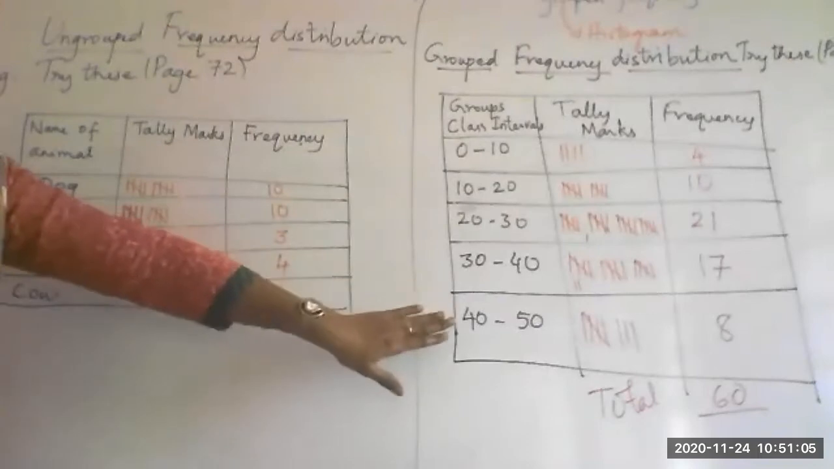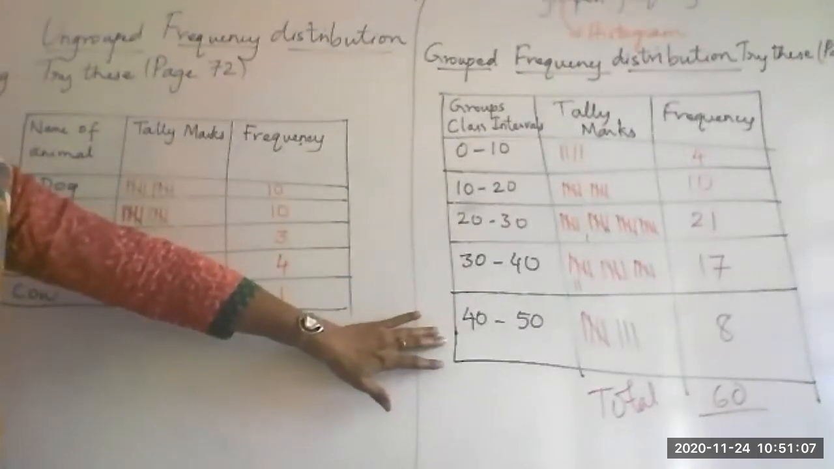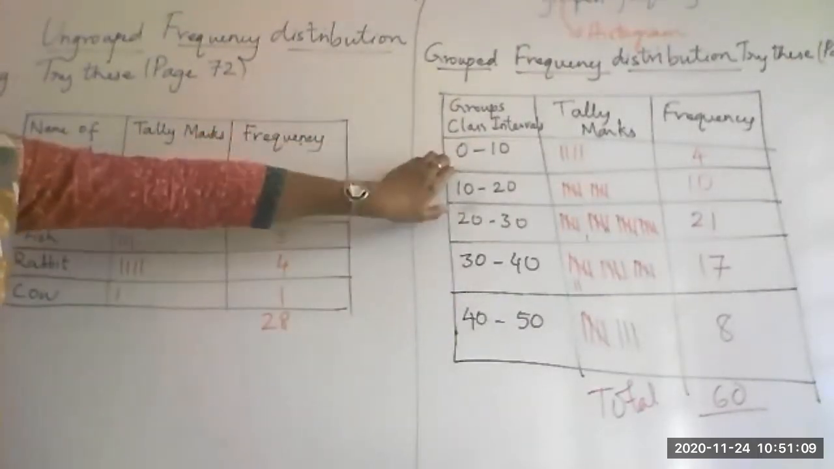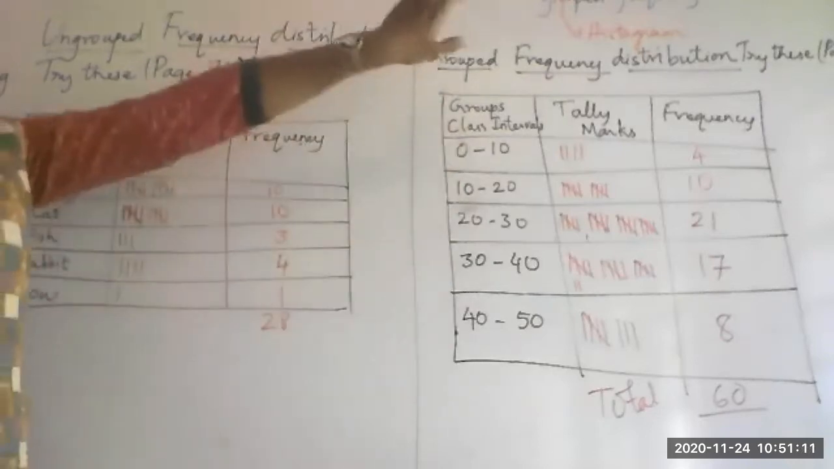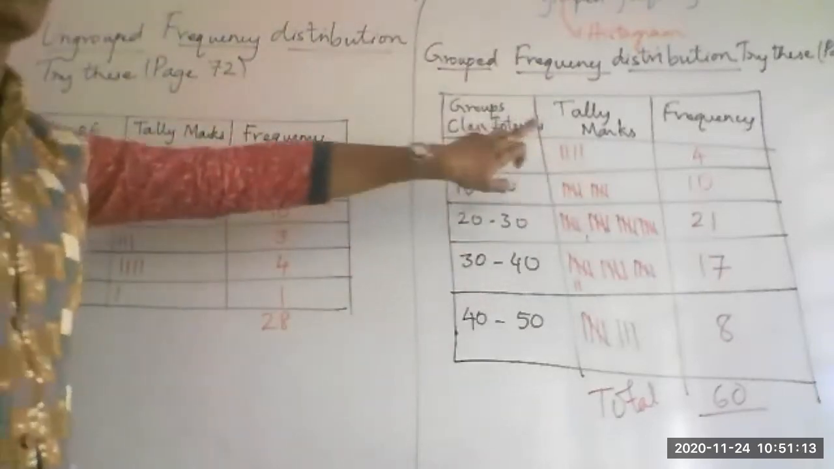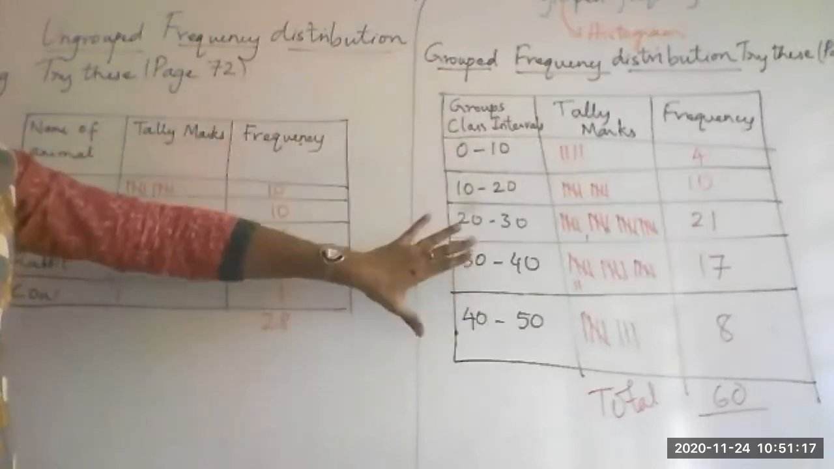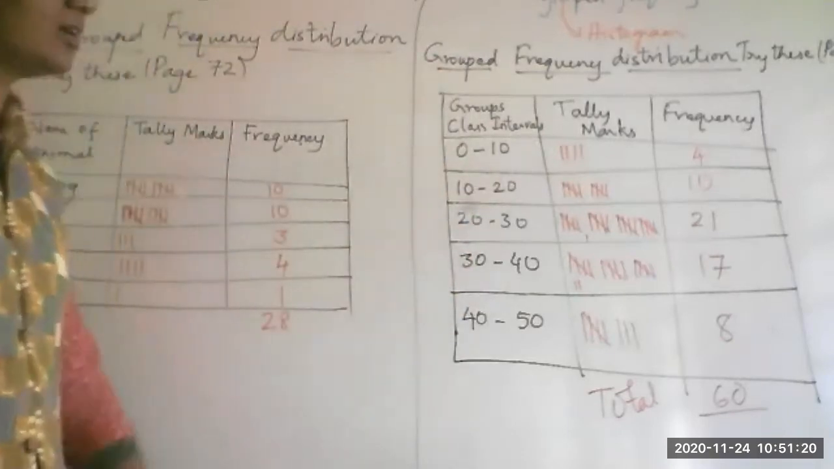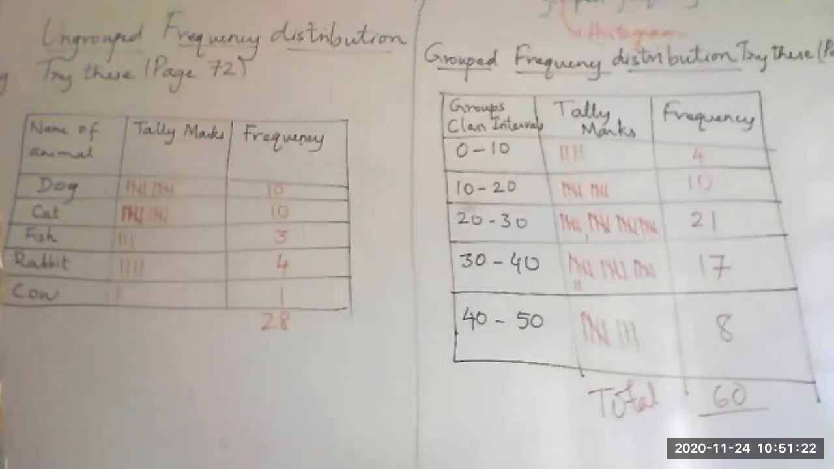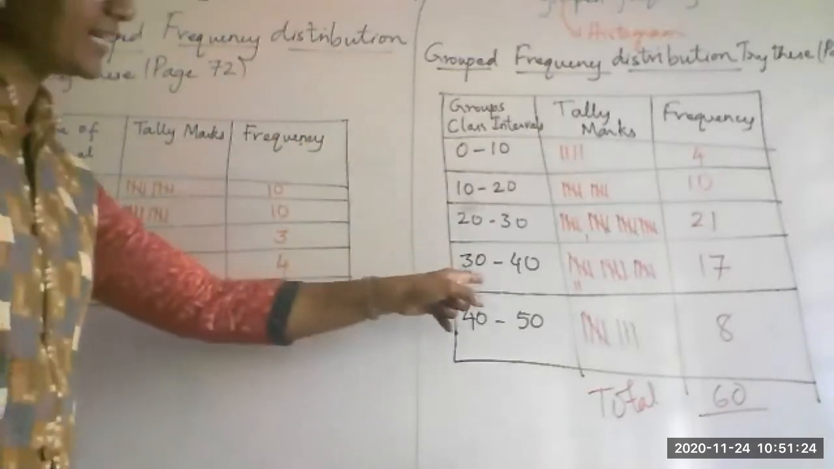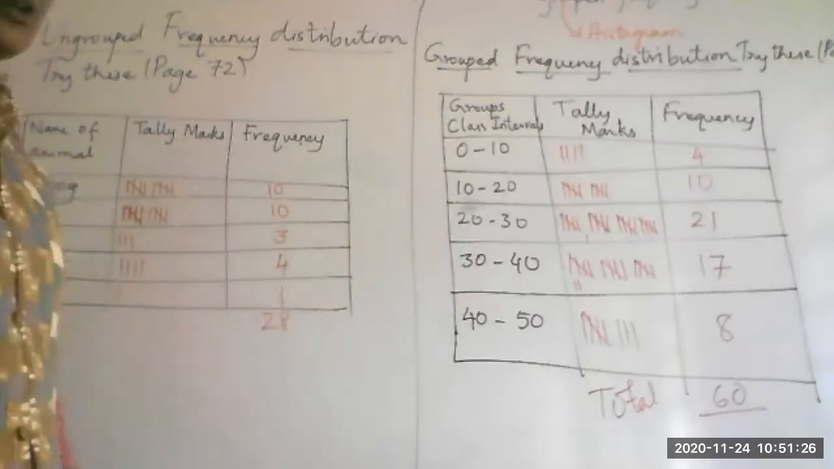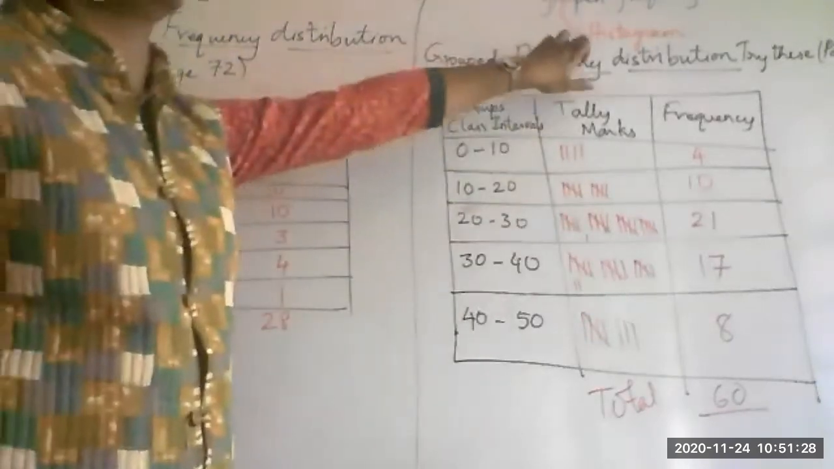Okay. So this is called a grouped frequency distribution because you are taking the groups to put the tally marks. You are not giving it for a single entry. You are grouping it because the number is very huge. You can't take individual entries. So this is called a group frequency distribution. And when we try to draw the graph for this, what we will get is a histogram.